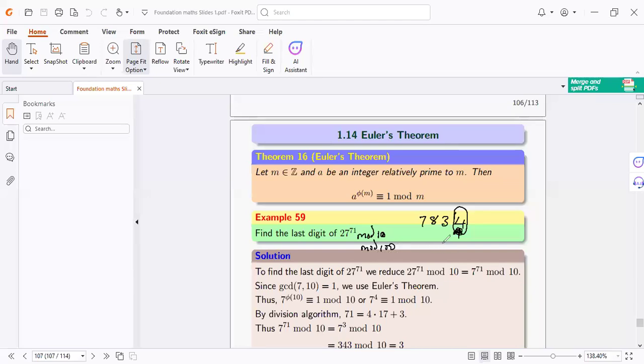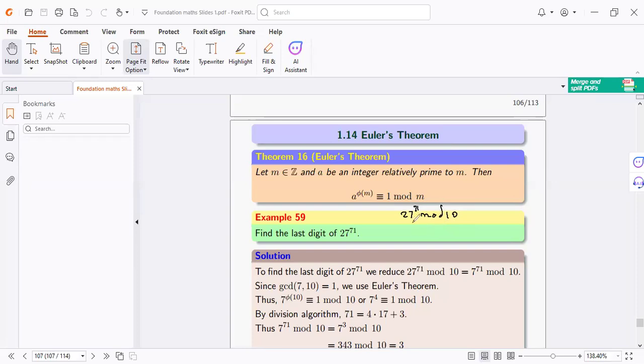That's what I was talking about, the place values. If I'm asked about the last 3 digits, then I reduce it mod 1,000, and so on. So let's do this one. The question is, find the last digit. So for me to find the last digit, I take 27 raised to 71 and reduce it mod 10.